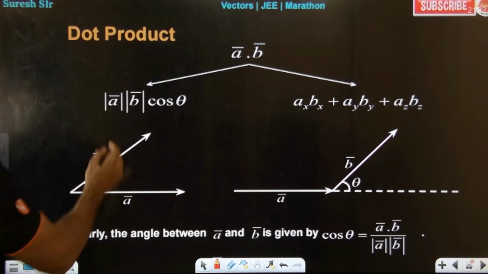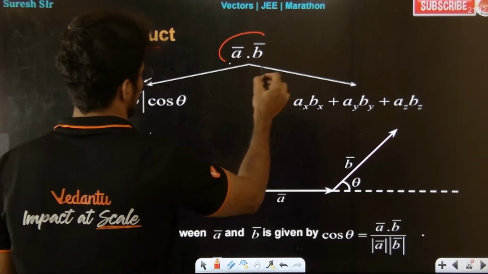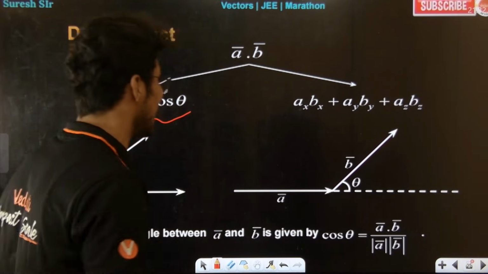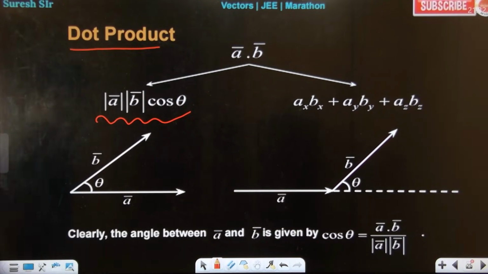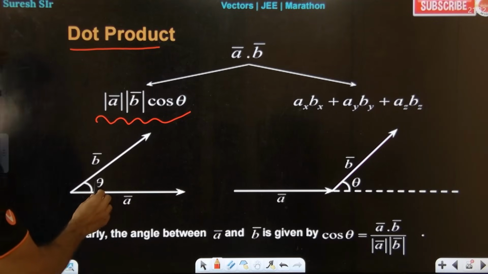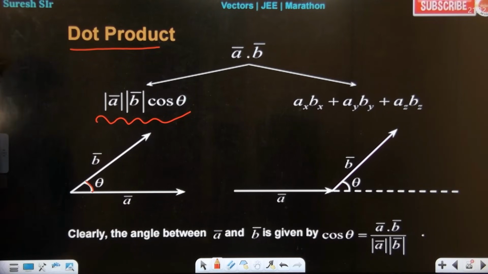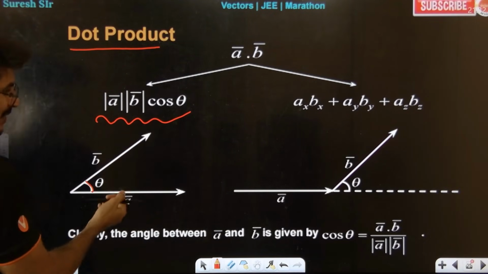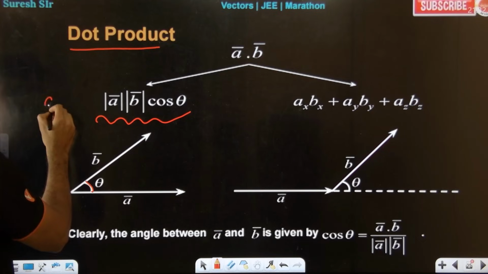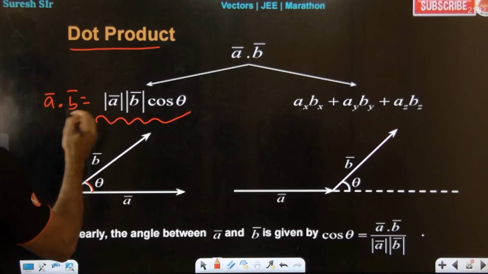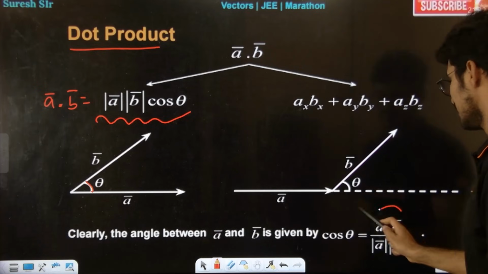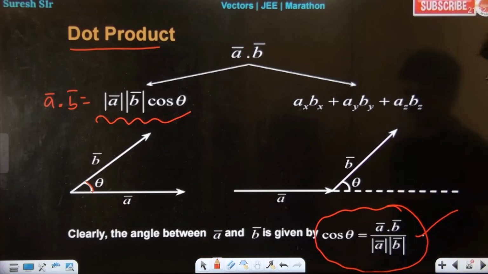Sir, now we'll talk about dot product. We denote it like this: A dot B. You all know the formula: magnitude of A into magnitude of B into cos theta. For example, the angle between A vector and B vector is something like this, acute or obtuse. How do you find the angle between vector A and vector B? Cos theta. If I isolate cos theta, it is A dot B by magnitude of A, magnitude of B. This is the formula. Yes or no?